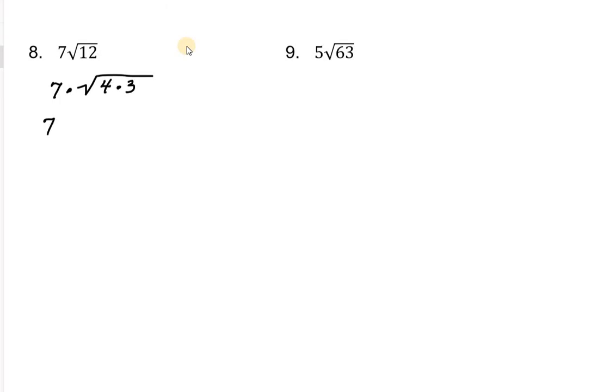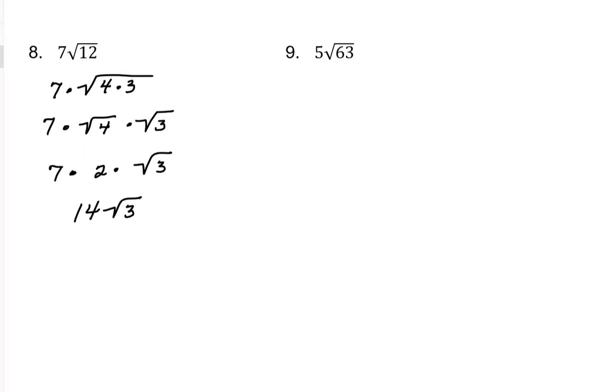And then I'm going to go ahead and write this as two different radicals, square root of 4 and the square root of 3. Now the next thing I want to do is to simplify that square root of 4 and get 2. So I'm going to have 7 times 2 times the square root of 3. And 7 times 2 is going to give me 14. So I have 14 times the square root of 3 for my answer.